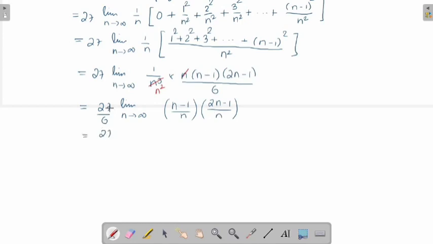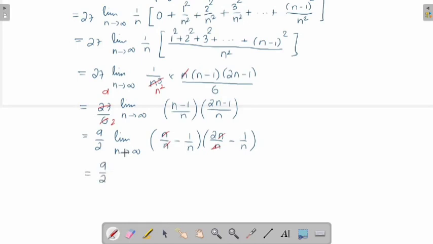27 by 6, you can cancel them with 3. 3 2s are 6, 3 9s are 27. So this is equal to 9 by 2, limit n tends to infinity. See here carefully, now can I write this as n by n minus 1 by n into 2n by n minus 1 by n? Obviously. Here also you see that this and this get cancelled, this and this get cancelled.